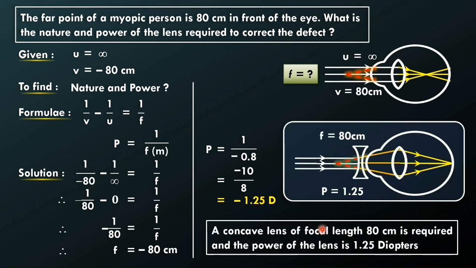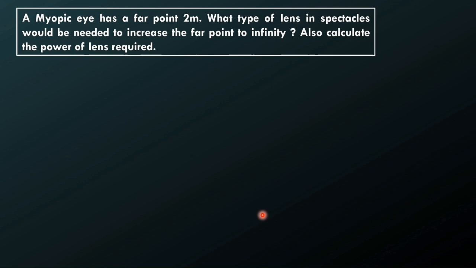So a concave lens of focal length 80 cm is required and the power of the lens is minus 1.25 diopters. So concave lens conor focal length to hoise 80 cm aru lens conor power to 1.25 diopters. Is it clear? Alright. It is second question to swa.